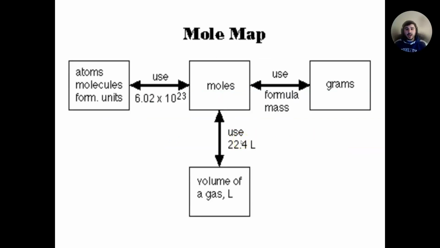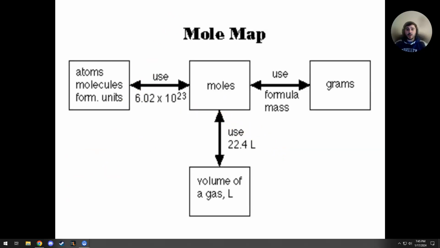Now, we've got something here called the mole map, and this is a really, really important visual map to help you figure things out, right? A lot of the information on this mole map is actually not new information. It's all information we covered in the previous chapter, chapter 6. We've been talking extensively about the mole, and every single time we talk about the mole, we're talking about how to convert between moles and particles, moles and grams, or moles and volume. In order to do that, we had to use some specific numbers.